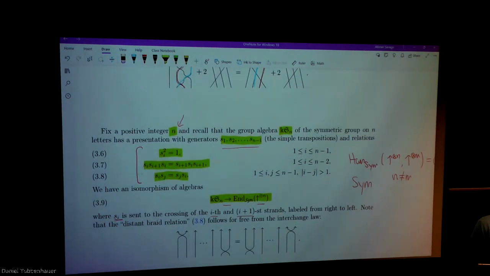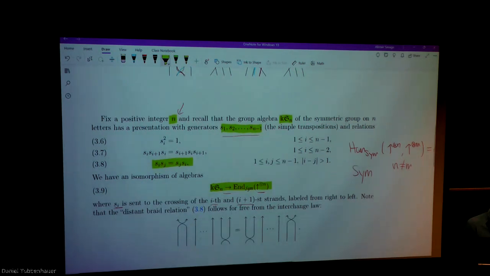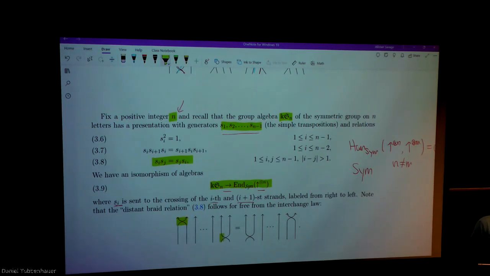So, for instance, if you look just at this distant commuting relation, this follows for free. We didn't have to put this in as a relation on the level of monoidal categories. It's this idea that we have rectilinear isotopy, which is the interchange law. Because if the absolute value of i minus j is greater than one, then these crossings involve completely different strands, and so I can just slide one past the other using the interchange law. So this distant commuting relation just comes for free from the axioms of the monoidal category.